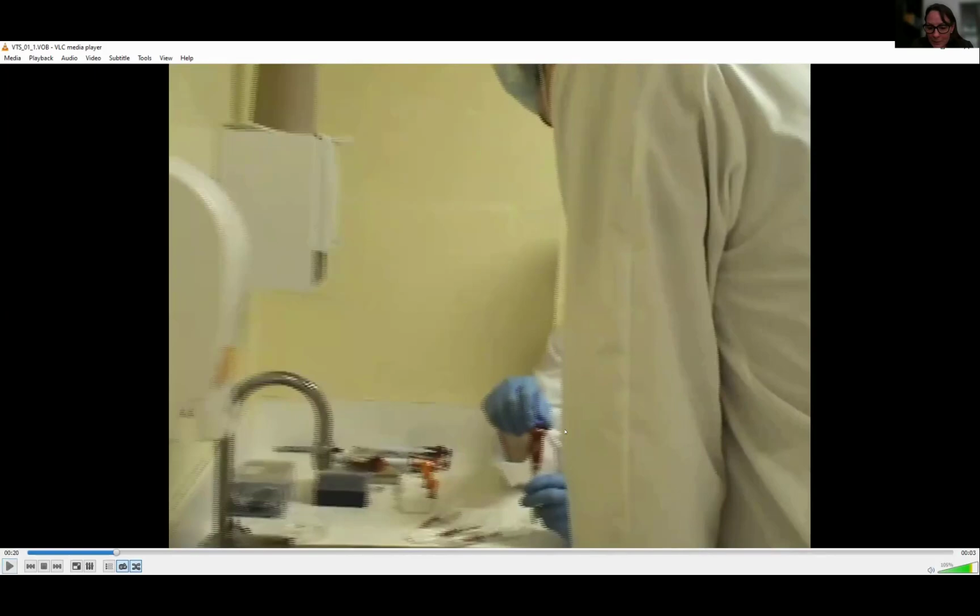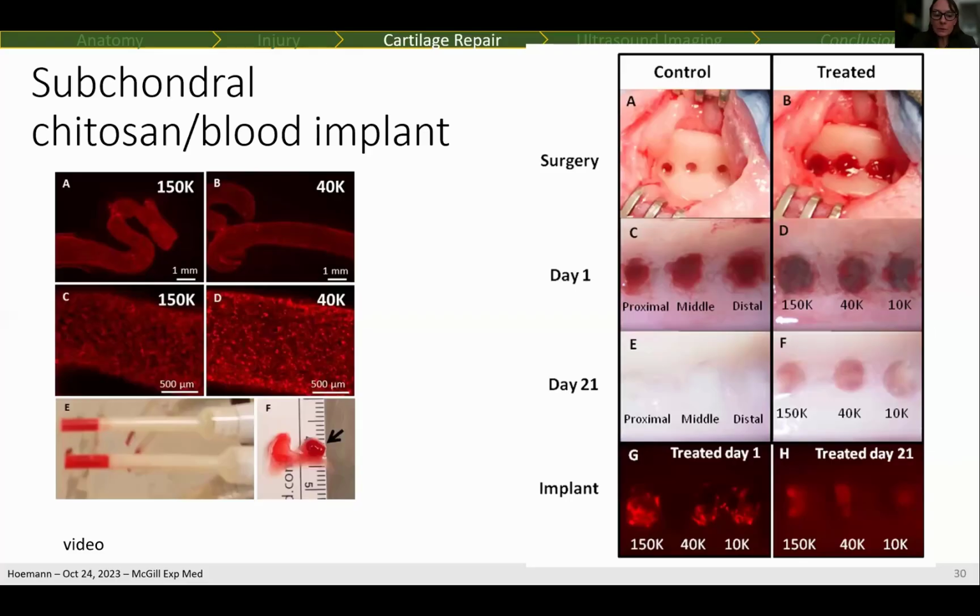it was fun. I had some residents from Dalhousie that summer helping create these implants and do this experiment. So if you look at the right-hand side now, you can see the implant in the defect we just looked at. And then on day 1, this is what the implant looks like. And on day 21, this is what it looks like.